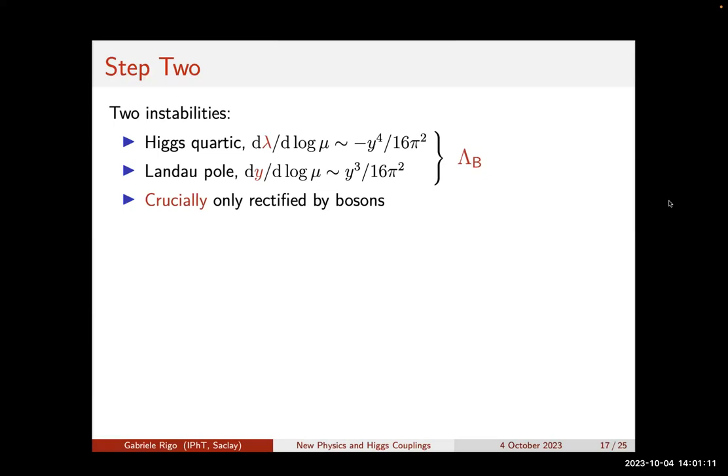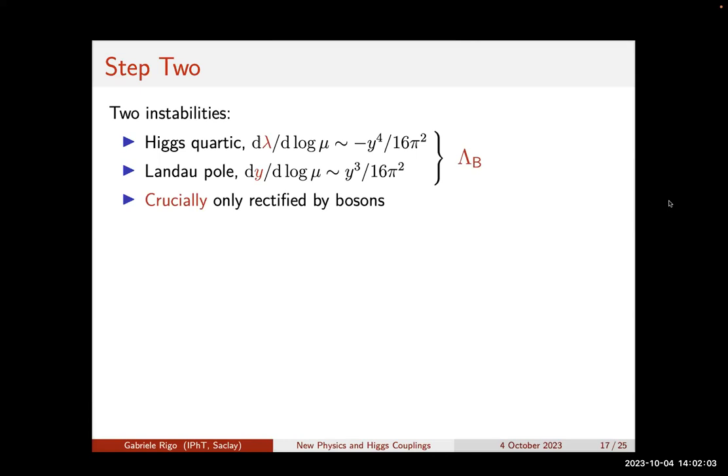So one point is that for both of these instabilities, crucially, this is only rectified by new bosons. In the first case, if you had new bosons, not only new fermions, those would contribute with the plus sign to the RGEs, so with the opposite sign, which means that they will not drive the Higgs quartic to be more negative. They would improve the situation in terms of vacuum stability. And same thing for the Landau pole, they would contribute with the opposite sign, which means that these instabilities can only be rectified by new bosons. So adding more and more fermions will not improve your situation, which means that this instability scale you can identify with the scale at which new bosons have to come in and save your theory, in a sense.